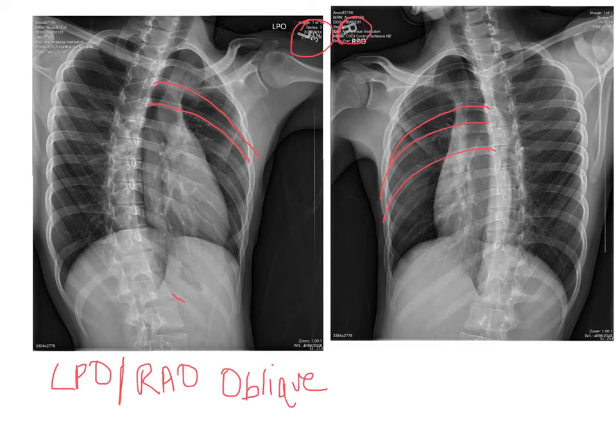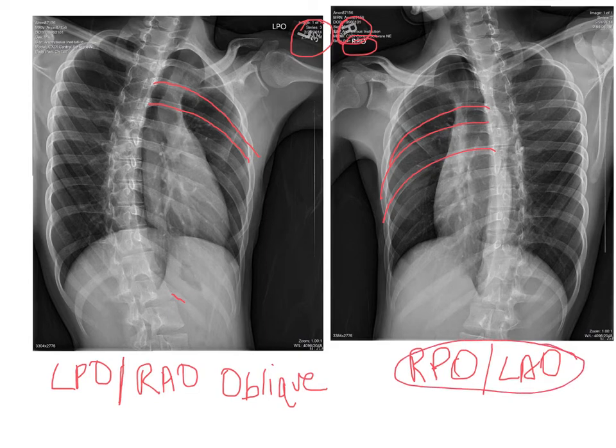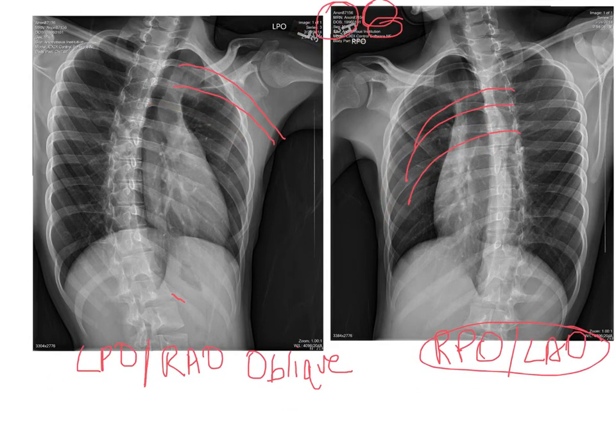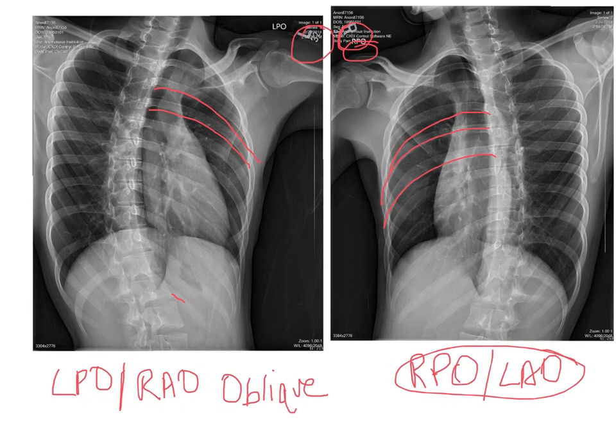And this is again marked RPO, so in this case we know what it is because it's marked. But if it's not marked, we cannot really tell the RPO versus the LAO. So I would want you to use this as your answer. For this projection, your answer would be RPO/LAO above diaphragm ribs.